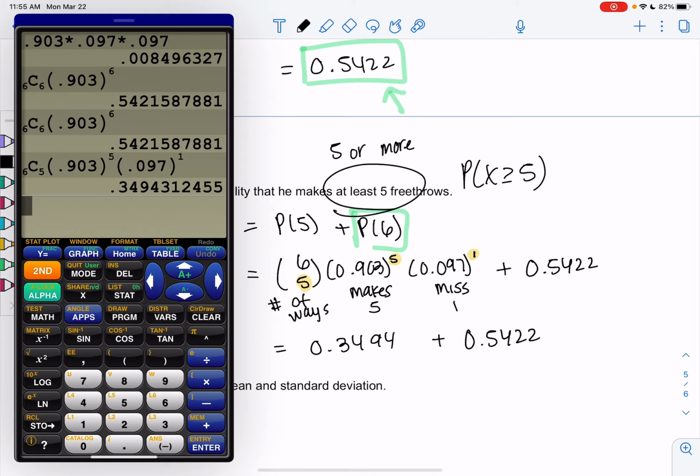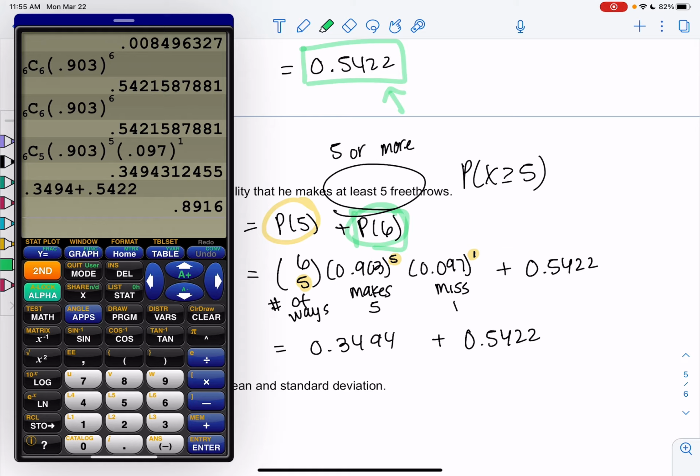And then since we're including both, right, we're doing P of 5 or P of 6, we'll just go ahead and combine them. So 0.3494 plus 0.5422. Right, so binomial is not looking at frequencies because there aren't frequencies. It's just a different type of equation. But it's anytime we have those 2 events. So 89% chance, 0.8916, that he makes 5 or 6 free throws. So pretty good chance that he makes 5 or 6.